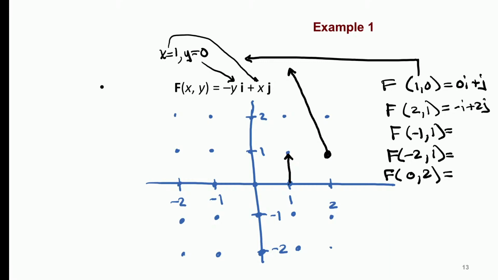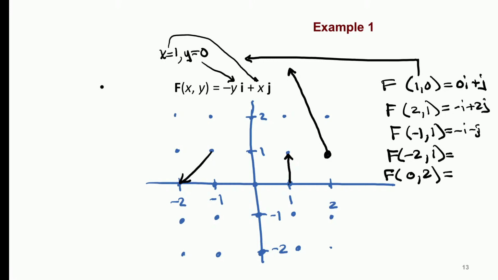Cooper C, did you get f of negative 1, 1? Negative i, negative j. All right, negative i, negative j. So let's see, negative 1, 1. I'm going back and down. Okay, that one I can draw. There. Looks like that. Is that right?